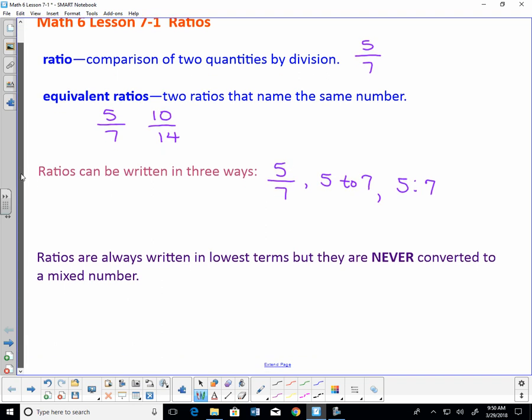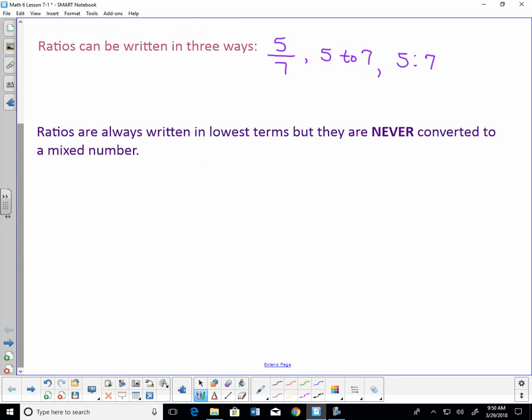Ratios are always written in lowest terms, but they are never converted to a mixed number. For example, if I wanted to compare the number of girls to the number of boys, it would be 7 to 5. We would never say 1 2/5 because we can't have 2/5 of a person. Yes, there's 1 2/5 girls to every boy. There's one whole girl, and from their head to the middle of their waist. I don't think so. Okay, so you never convert a ratio to a mixed number. You leave it as an improper fraction.